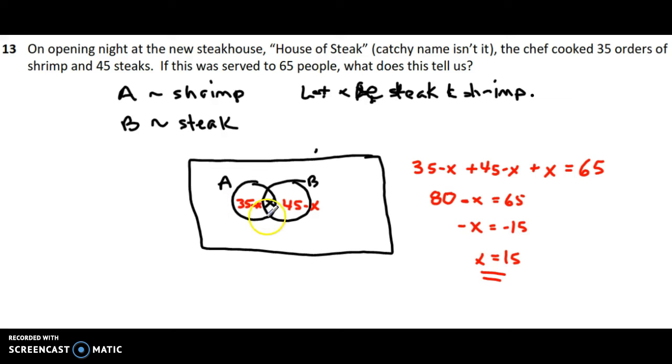This tells us that the number of people who ordered steak and shrimp must have been 15 people who ate both. The number of people who ate steak only must have been 30. The number of people who ordered shrimp only must have been 20. Because when you add up all these numbers that I just wrote, you get the number of people who were served, 65.